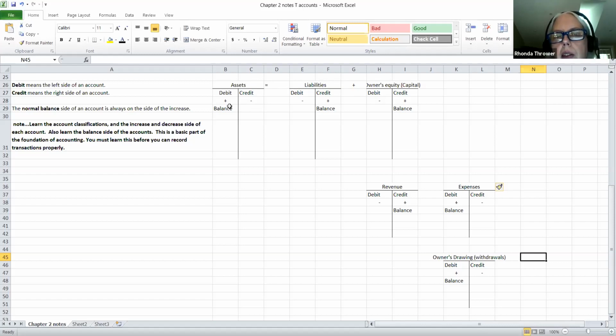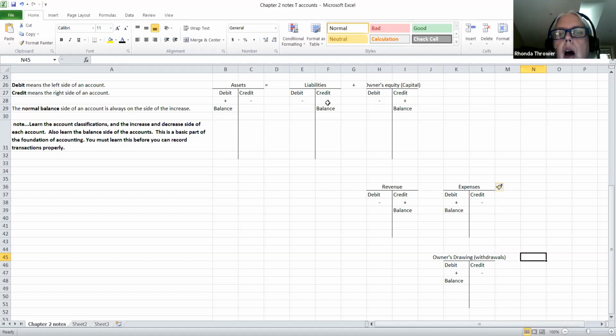The increase side of the account will be determined when you're just looking at the accounting equation, as assets are always going to be increased on the left side or the debit side. So I want you to learn that assets go up on the debit side. Liabilities will go up on the credit side. Notice they're on the opposite side of the equals mark. So liabilities increase on the credit side. Owner's equity also increases on the credit side.